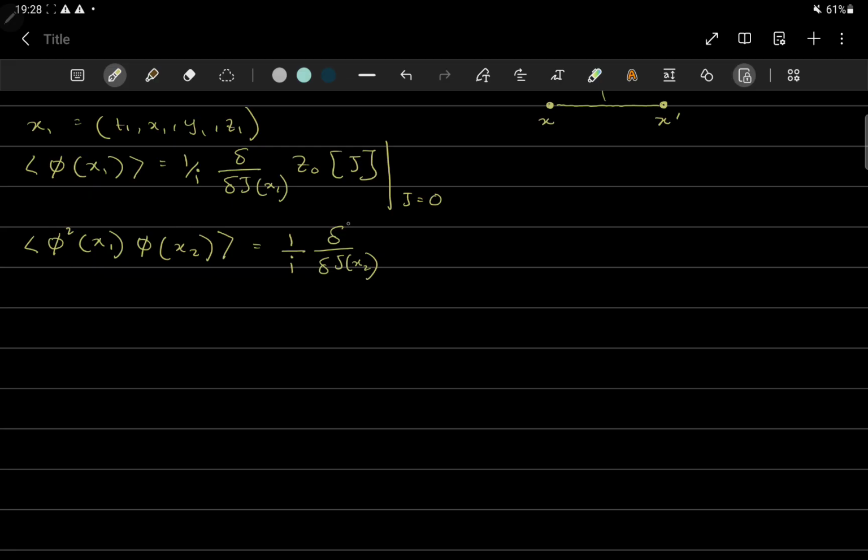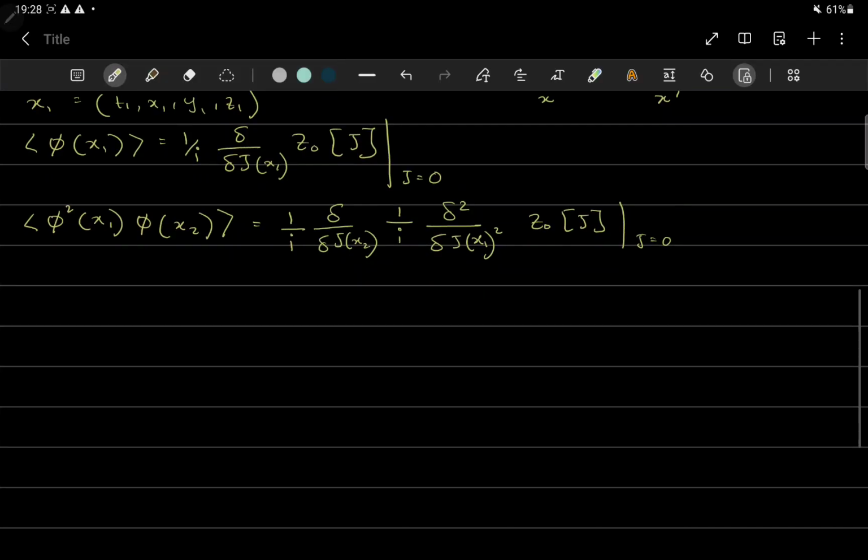So I have 1 of this, which is with respect to x2, j2, and 2 of this one. And this acts on the generating functional for the free field, and we set j equals to 0, which asserts the correlation.